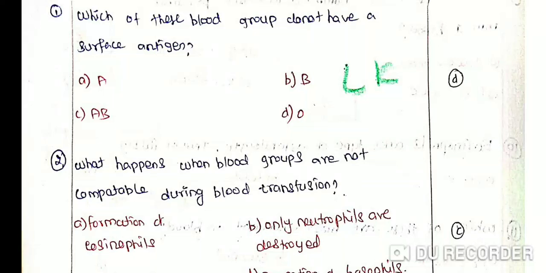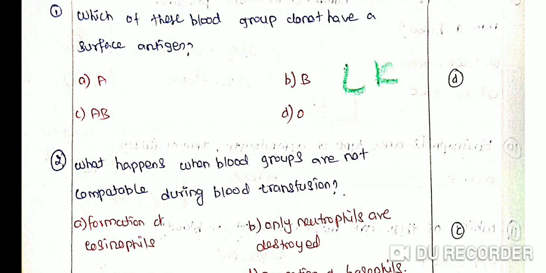Which of these blood groups do not have a surface antigen? Option A, B. Option C, AB. Option D, O. The correct answer is option D, O. In the ABO blood grouping system, the blood group is determined by antigenic determinants present on the surface of the red blood cell. O blood group does not have any surface antigen.